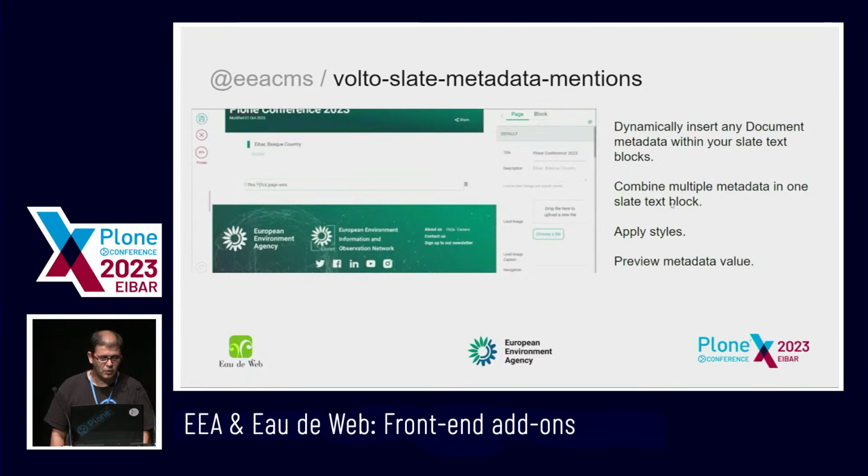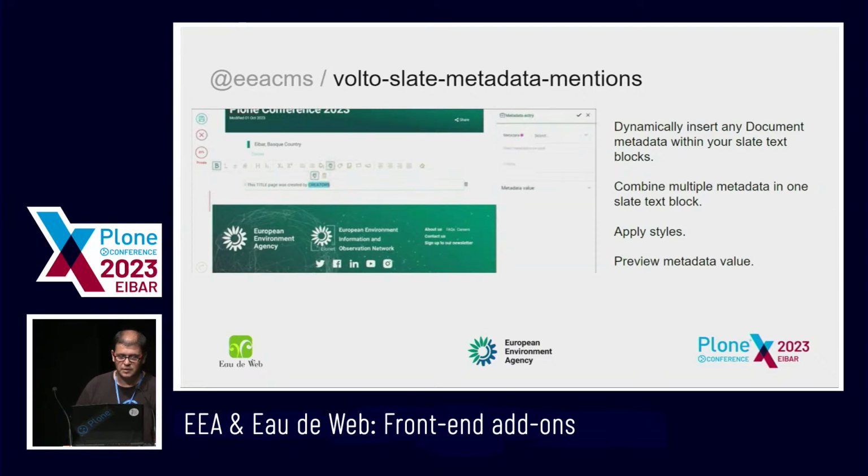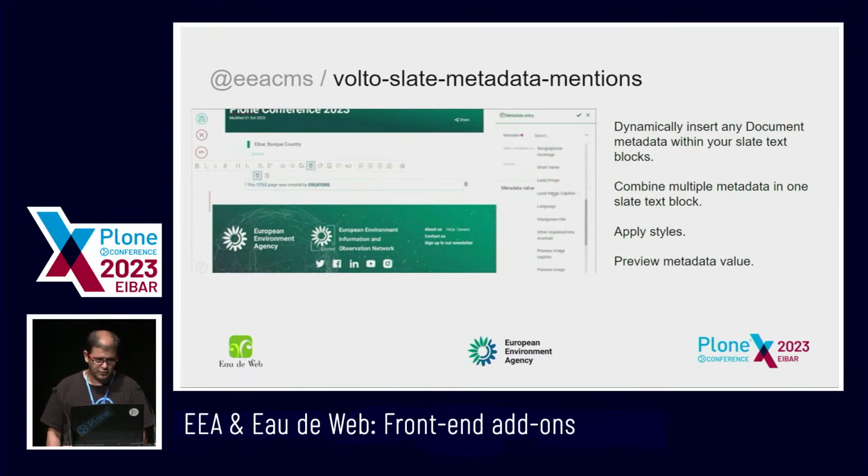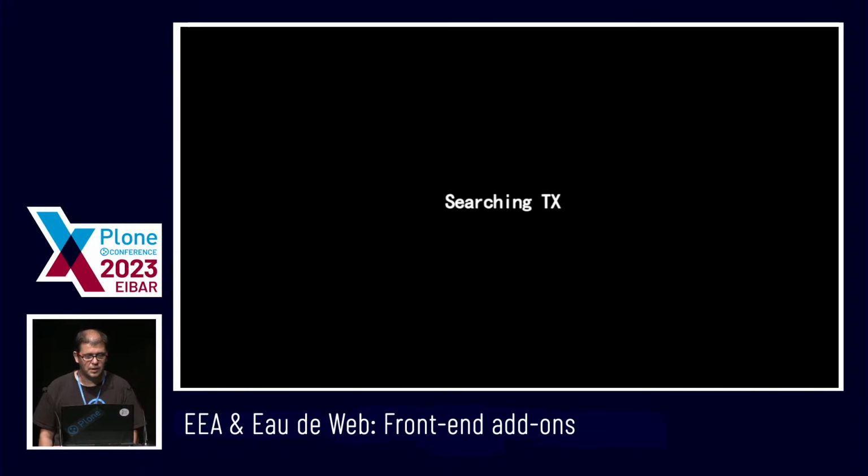Yeah, so this is the Slate block. I wrote with caps where I wanted to insert the value for the title and the value for the creators. So now I connect these words with the metadata creators, and then the title. Creators also, I apply some style on it, like make it bold. And on the view, they will dynamically display the value of the title and the value of the creator.